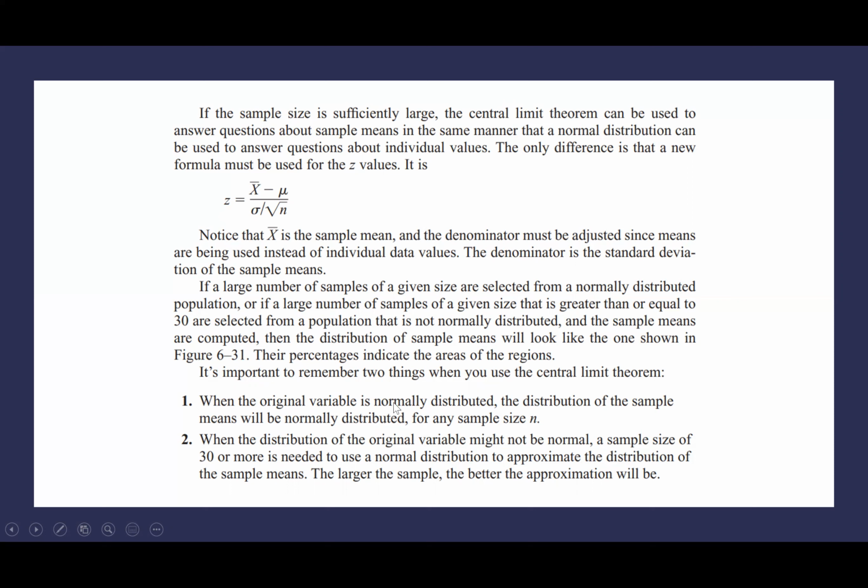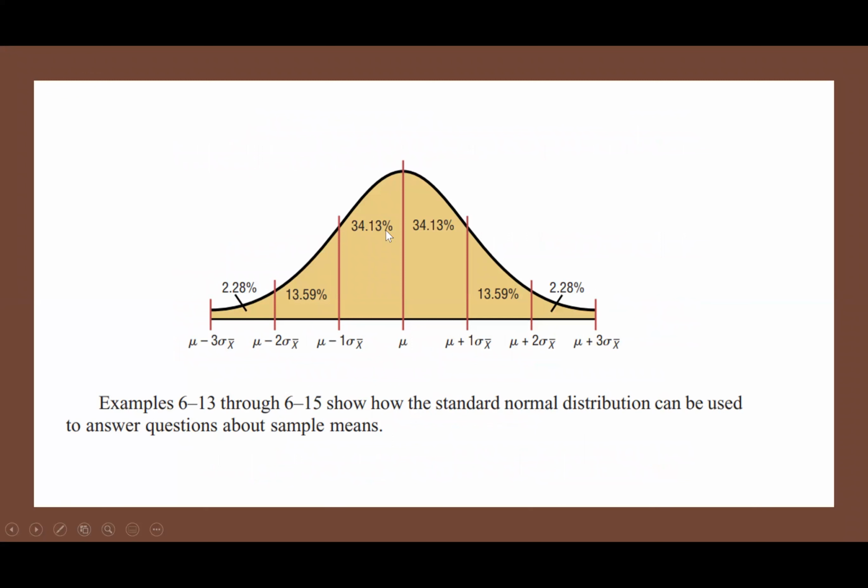It is important to remember two things when using the central limit theorem. When the original variable is normally distributed, the distribution of the sample means will be normally distributed for any sample size n. When the distribution of the original variable might not be normal, a sample size of 30 or more is needed to use a normal distribution to approximate the distribution of the sample means. The larger the sample, the better the approximation will be. As you can see in this normal distribution curve, we divide into z-scores using the formula, with 1 and 2 standard deviations from mu. This will show how the standard normal distribution can be used to answer questions about sample means.